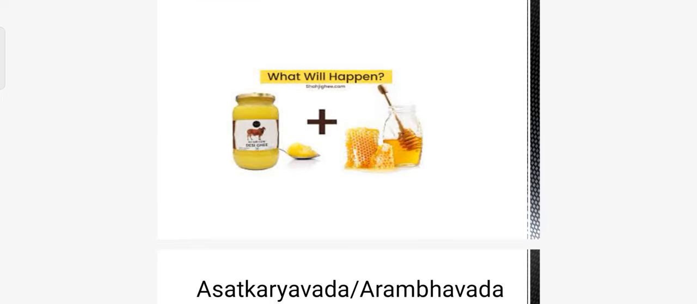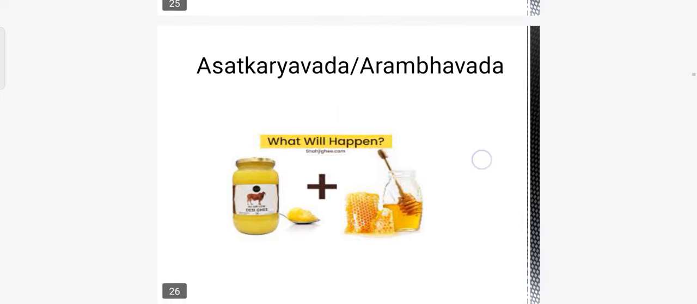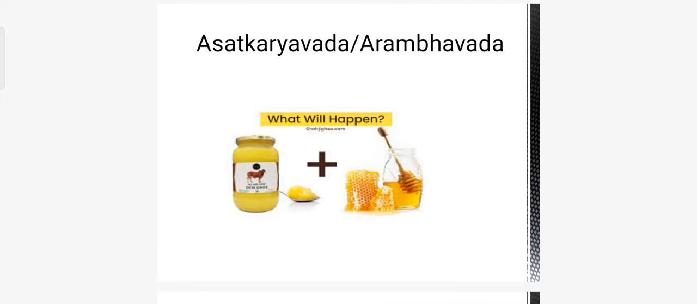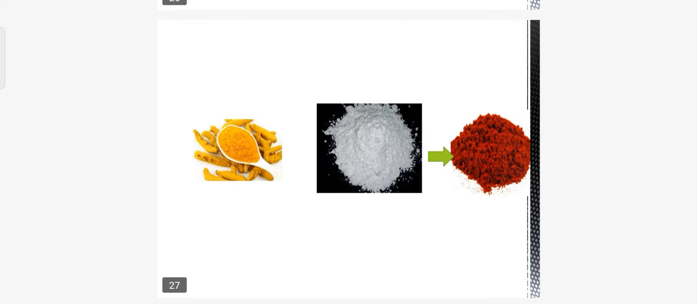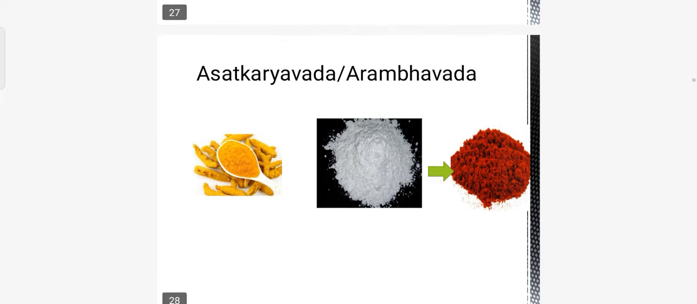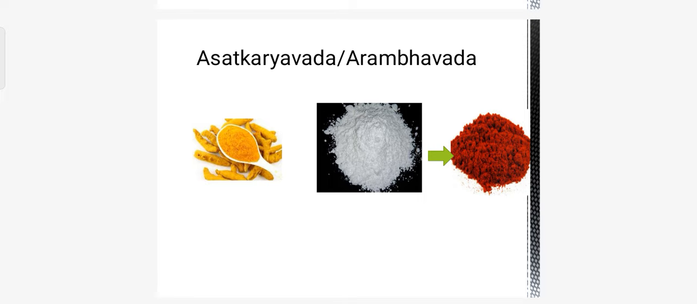So moving on to the next, what will happen? That is equal quantity of Grita and Madhu. It's the best example for the Asatkaryavada, because when you mix equal amounts of Madhu and Grita, it is going to become Visha, which is actually not present in both of them. It's an example for the Asatkaryavada and the Arambha Vada. One more is turmeric and calcium turning into a red color, which is also an example of the Asatkaryavada or Arambha Vada.